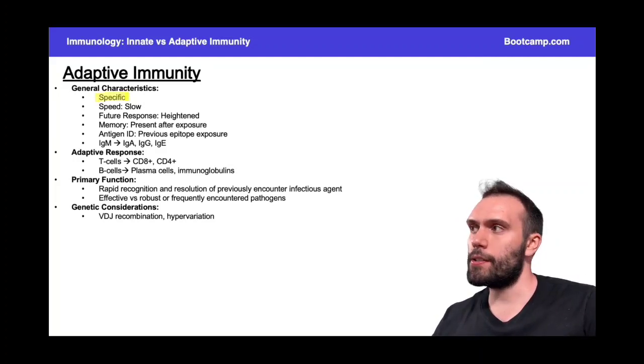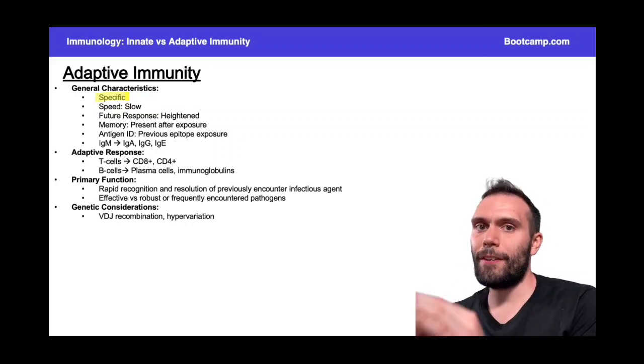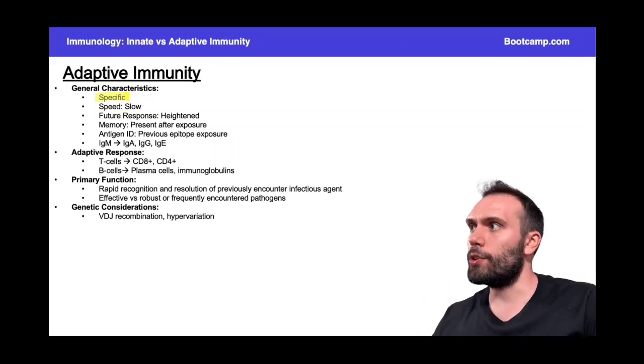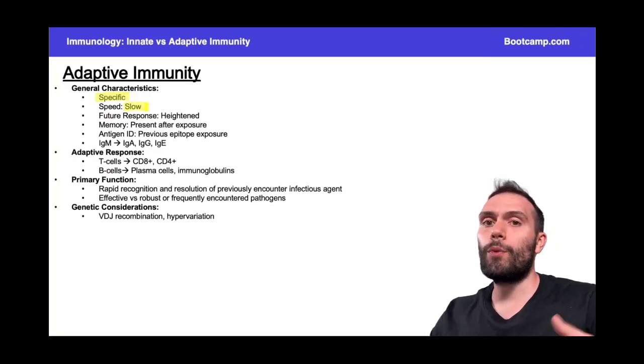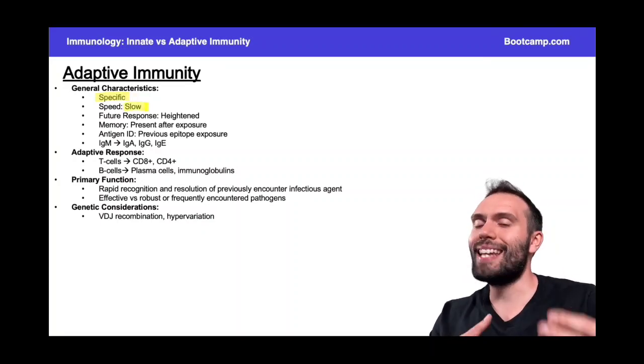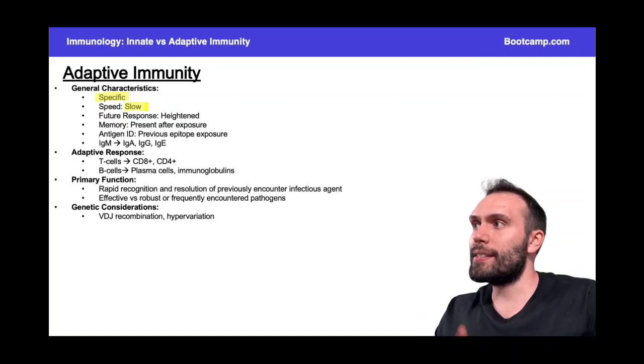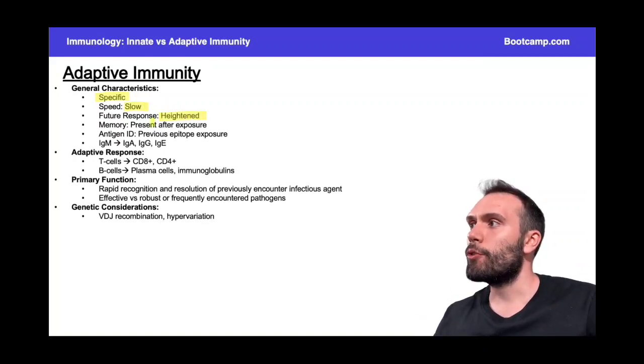We're targeting a specific antigen, a specific epitope usually, or a specific group of epitopes potentially. The speed in general, when we're talking about adaptive, is that it's going to take us time to adapt to that response. However, if we're exposed to that pathogen in the future, we have a heightened response from previous, and that's because we have some memory that's present after the exposure. Again, there's some previous epitope that we were exposed to that we're targeting. That epitope bound to IgM initially, and eventually we'll have class switching, which we'll go through here.